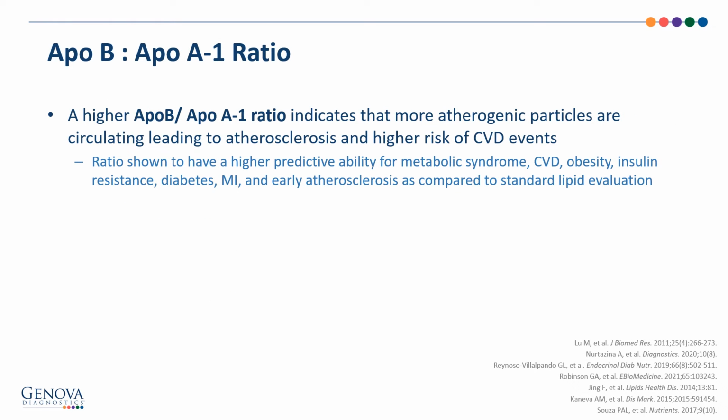Regarding the ratio of ApoB to Apo A-1, we prefer to see a lower ratio, which would indicate robust Apo A-1 and lower ApoB. This is more protective against cardiovascular disease. However, a higher ratio has a high predictability for cardiovascular disease and other conditions that actually involve insulin resistance as well as obesity.